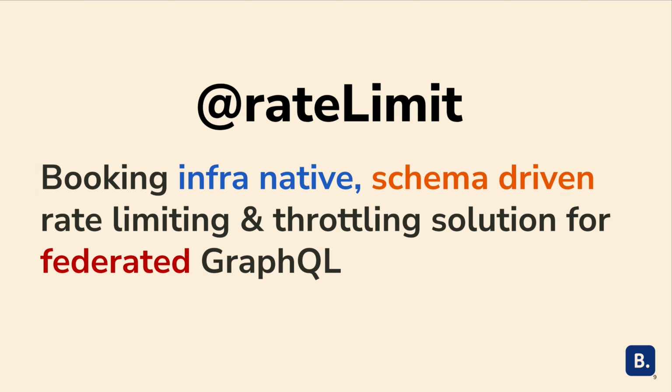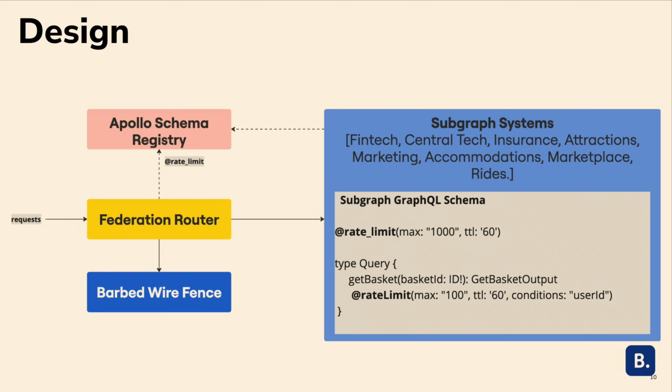As a GraphQL platform team, what we focused on is how to deliver this functionality in a GraphQL friendly way. So this is the whole design. We delivered a rate limit directive, and a subgraph schema owner can just put the rate limit directive on the field they want to have traffic control.